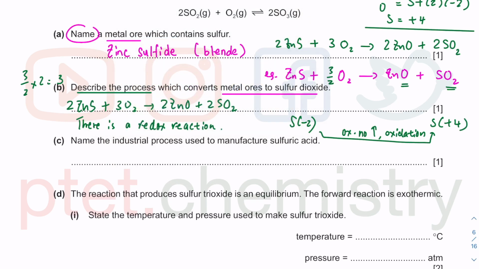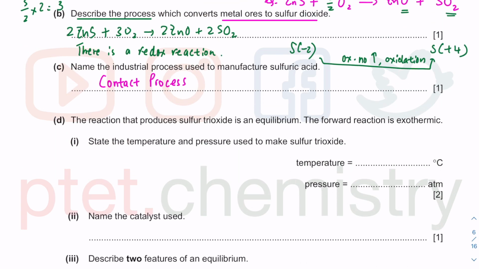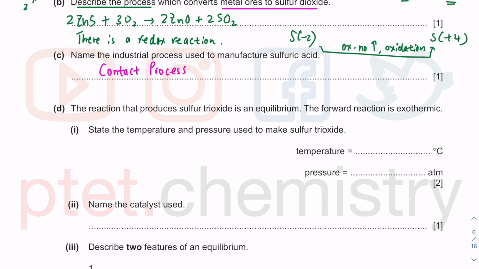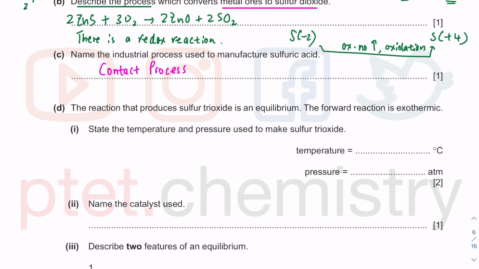Now, naming the industrial process, we did that earlier. That is simply called the contact process. Just like the Haber process is used to manufacture ammonia, the contact process is used to manufacture sulfuric acid. Of course, you know that there is an equilibrium step, and that is the step that gives you the sulfur trioxide, SO2 giving you SO3. Stating the temperature, that's 450 degrees Celsius. I believe the syllabus mentions between 400 to 500 degrees Celsius.